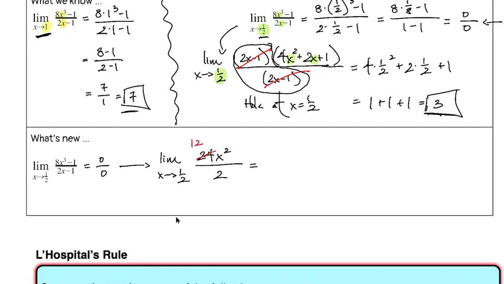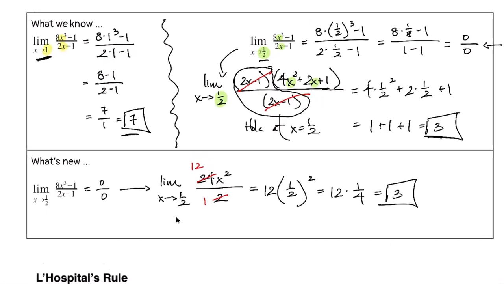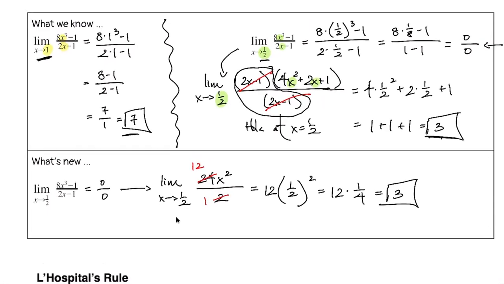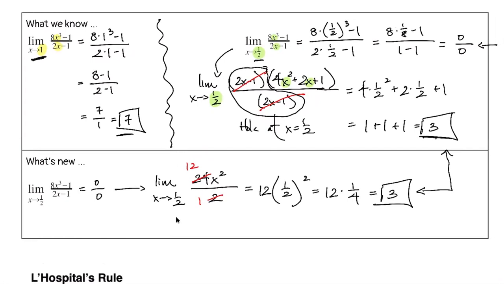So I've got a 12 and a 1. So I have 12 times 1/2 squared, which is 12 times 1/4, which is 3. Okay? So same question, same answer, 2 different methods. All right, one using factoring, and then the other using a new rule that we're going to talk about. Okay?